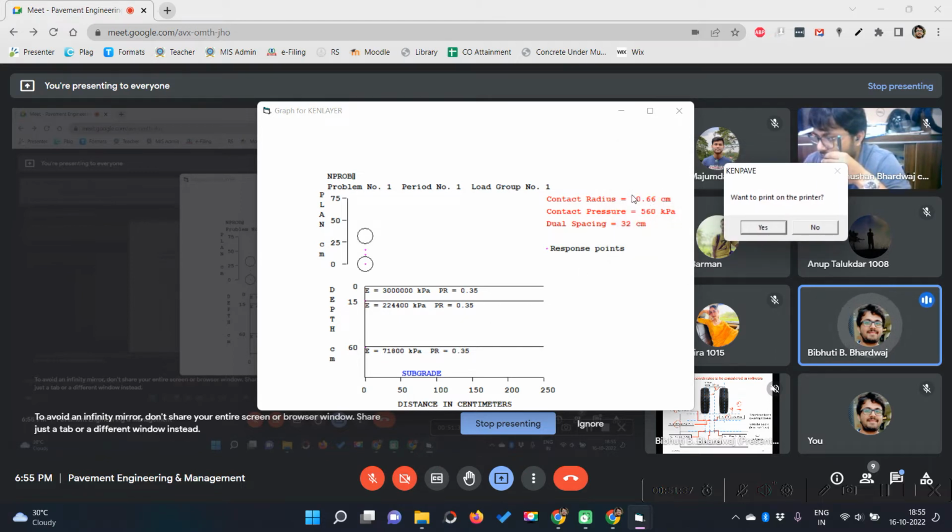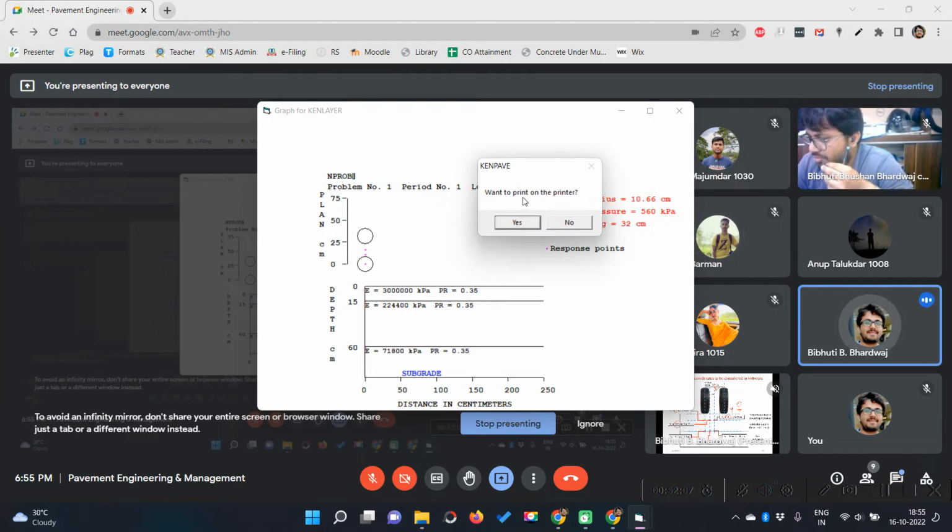And contact radius 10.66 centimeter. Contact pressure this much. Dual spacing 32 centimeter. And if you see here, you can see 3 purple points. Are you able to see in your screen? Yes, sir. One at the center, one at the edge of the wheel, and one at the center of the two wheels. So is it coming same? Yes, sir.